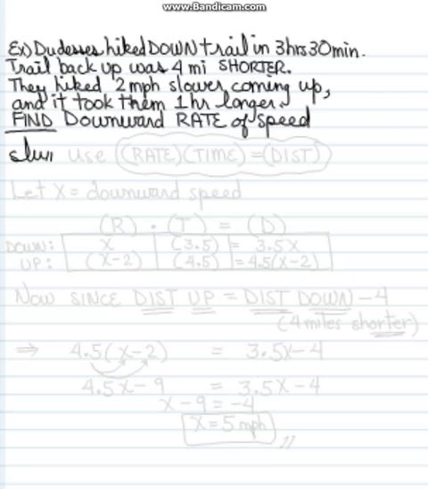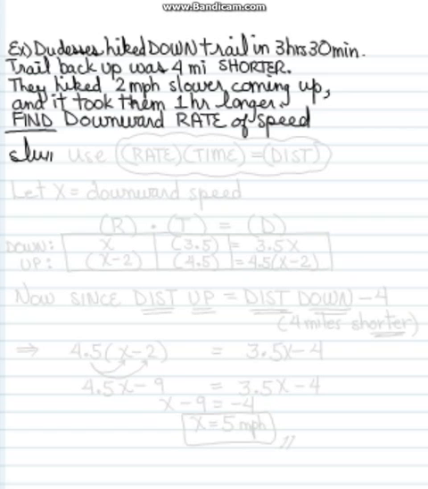All right, here's an example. A dudess hiked down a trail in 3 hours and 30 minutes. The trail back up was 4 miles shorter. They hiked, I guess she wasn't alone, she was with another dudess. They hiked 2 miles per hour slower coming up, and it took them 1 hour longer. Find the downward rate of speed.